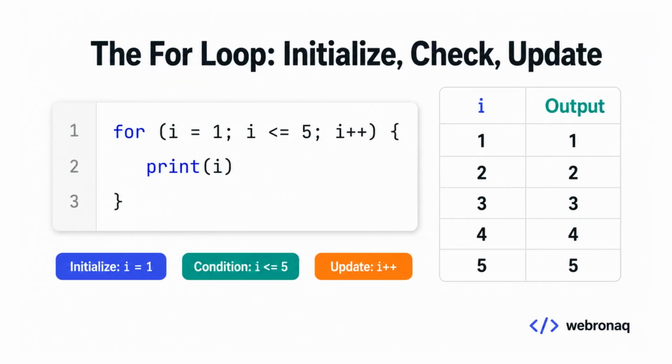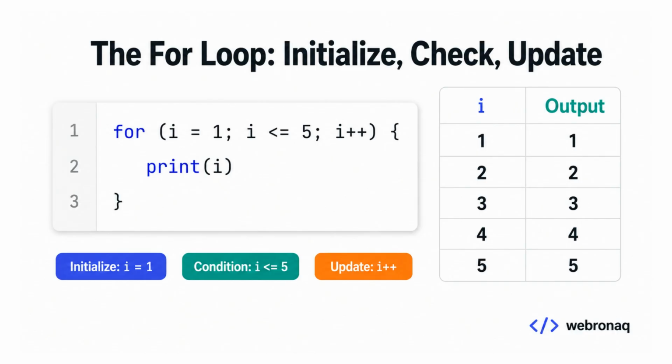Now look at this. The for loop is built for situations where you know exactly how many iterations you need. It has 3 parts packed into one line: initialize, condition, and update. First, you initialize a variable. Here we set i to 1. That runs once, at the very start. Then comes the condition, i less than or equal to 5. Before every iteration, the loop checks this. If it is true, the code block runs.